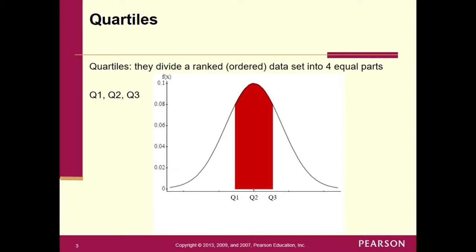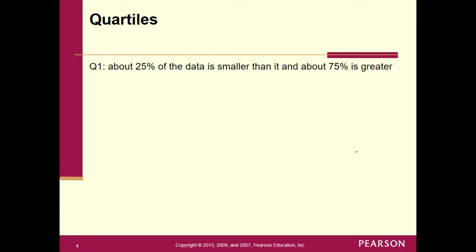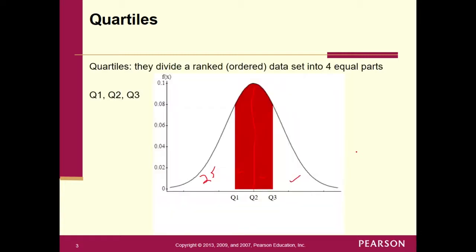Basically what's happening here is, if that was a straight line, we have 25% of the data here, 25% of the data in here, 25% of the data in here, and another 25% of the data in there, and that's what's happening with the quartiles, separating it into 4 equal parts. Okay. So Q1: about 25% of the data is smaller than it, and about 75% is greater. All right, and you can see that on our graph here. So you're at Q1 down here. You got 25% of the data before it, and 75% after it.